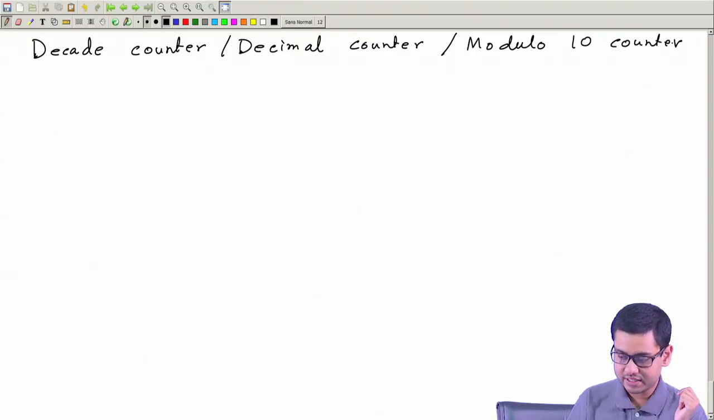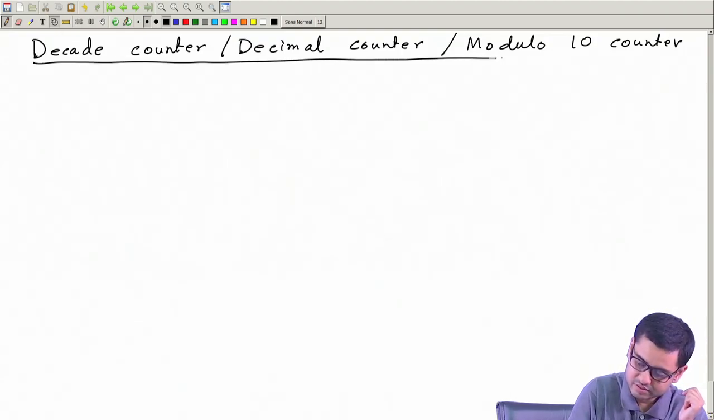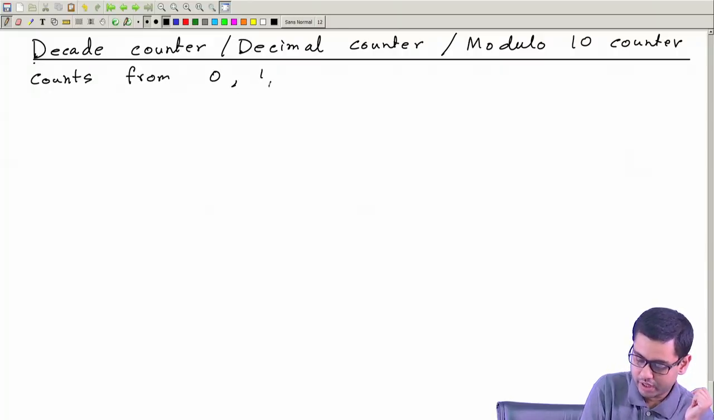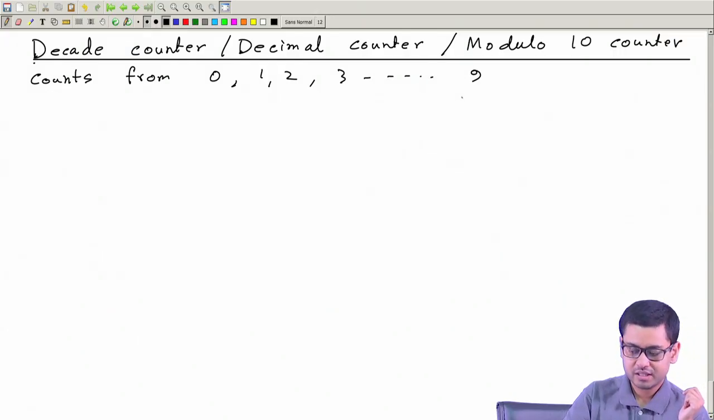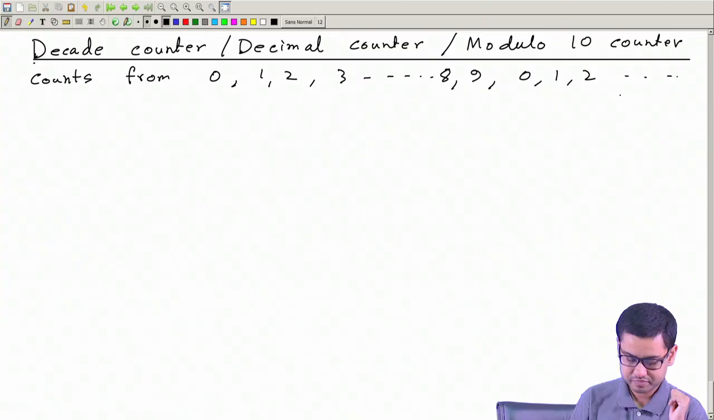Okay, so what is this? It will count from 0, then 1, 2, 3, and so on up to 9, and after that it will become 0 again, then 1, 2, and so on. This is how it will work.